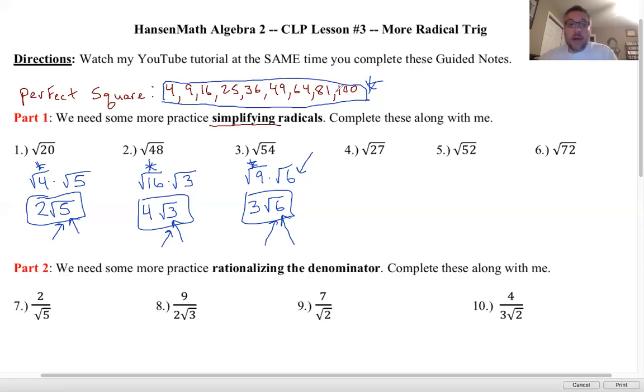So at this point, what I'm going to do is I'm going to tell you to hit pause, and you're going to try 4, 5, and 6 on your own. And I'm going to check it when you turn it in when you're all done at the end. So hit pause, try 4, 5, and 6, and when you are all set, we shall resume on part 2.